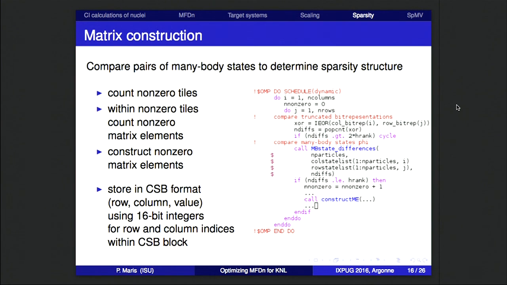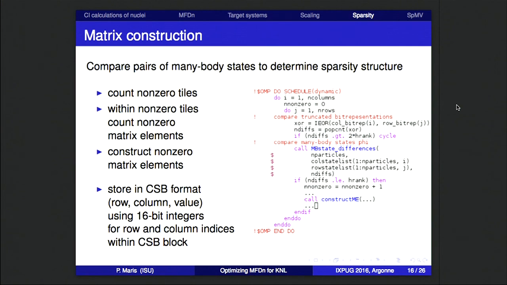This bit rep is the truncated bit representation. I do an exclusive OR between the column and the row, and then I count the number of ones in that exclusive OR. If that's larger than twice the rank of the Hamiltonian, it's potentially non-zero. And then I have to do a more detailed calculation, a comparison of the states in detail, to see whether it really is non-zero or not. And then I can actually get the actual matrix element.